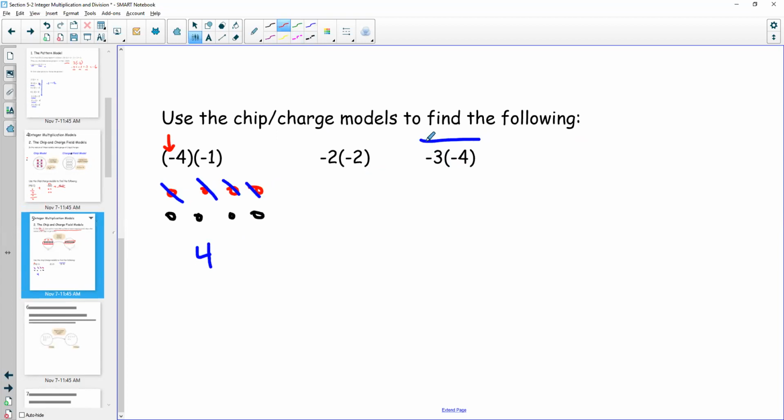We're going to do this one next. So this one says take away 3 sets of -4, right? If I'm going to take away 3 sets of -4, I need 3 sets of -4 to start. So that's 1 set, through 3 sets. I'm going to make them zeros.